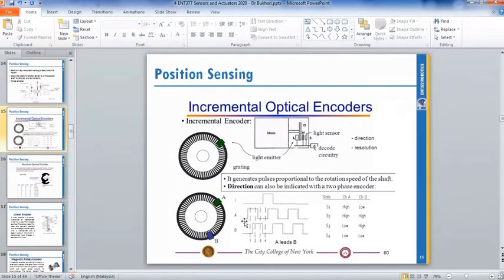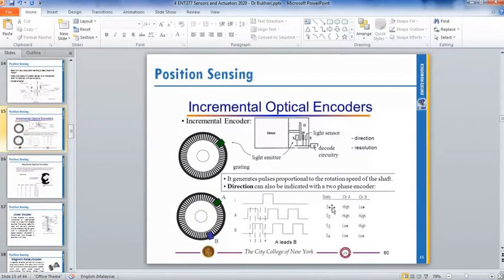If you turn the other way, you can see that A does not detect, B detects. So they are vice versa. That vice versa indicates the direction, whether clockwise or counterclockwise. So if you have two channels, or two sensors, you can identify the direction of the rotation, whether clockwise or counterclockwise.